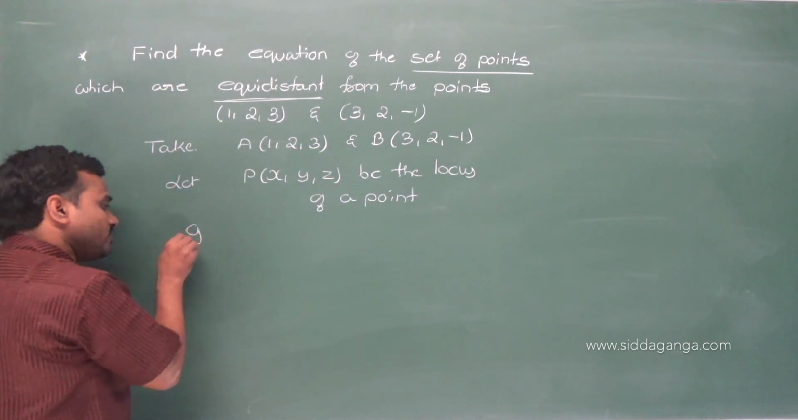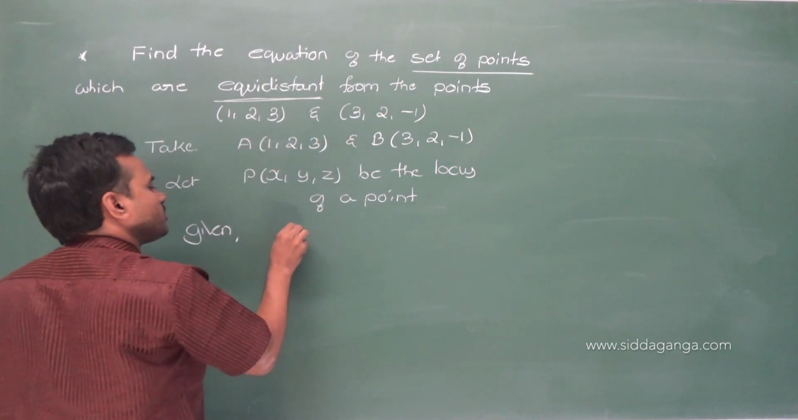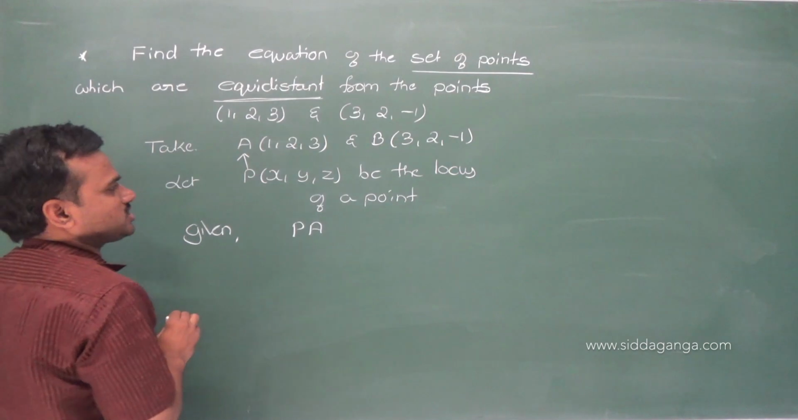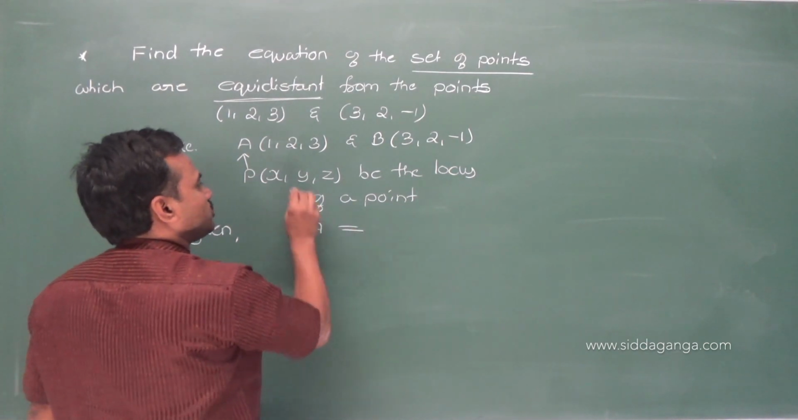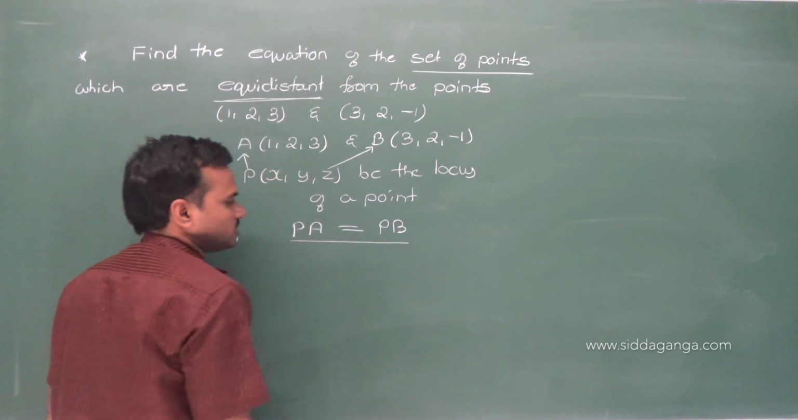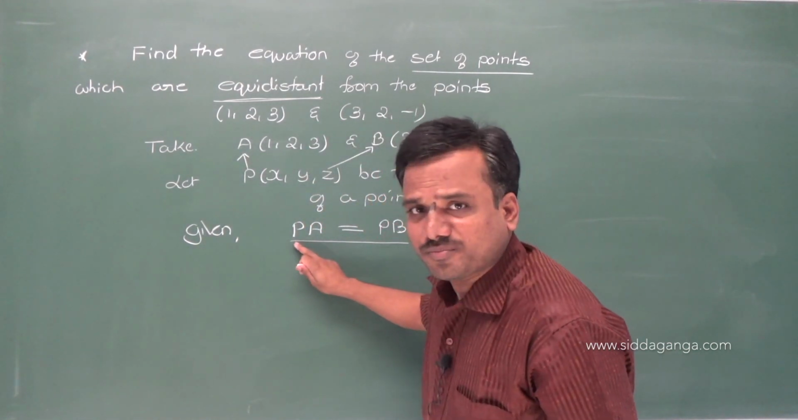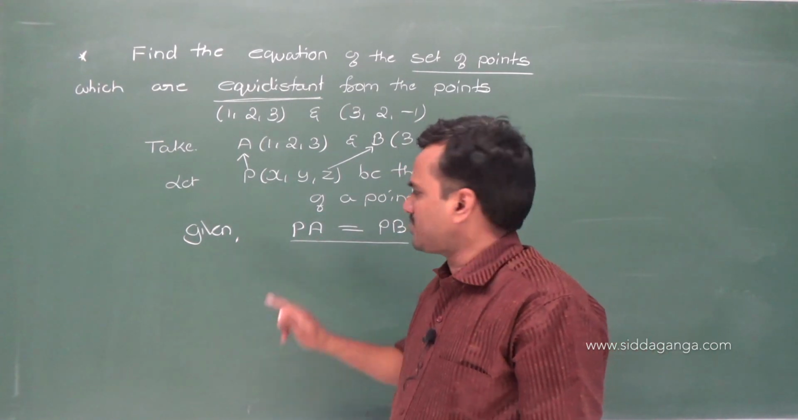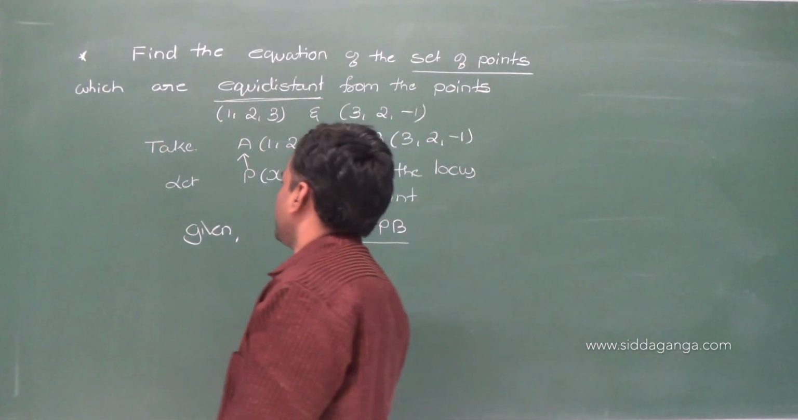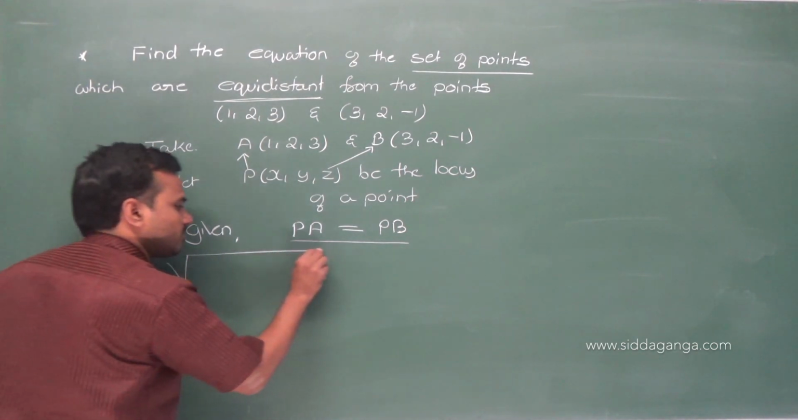What has been given? Equidistant from the points. Equidistant from the point means distance from P to A is equal to distance from P to B. This is given. Very important condition. Distance from P to A is equal to what? Distance from P to B. Okay. Using distance formula, we solve the equation.